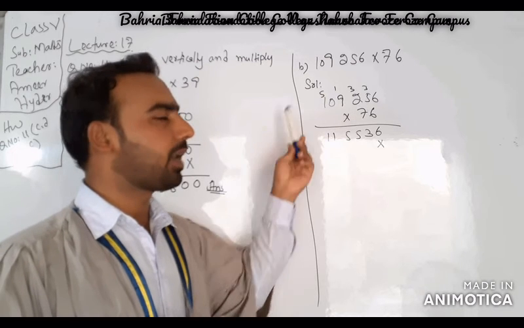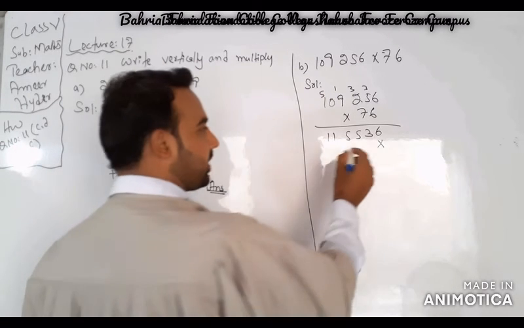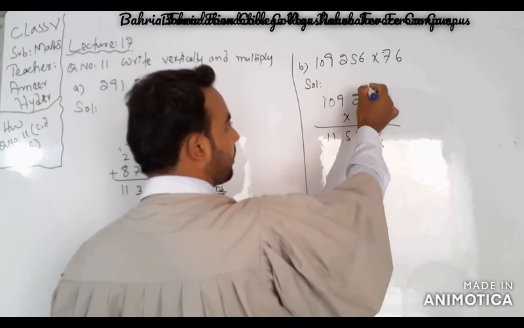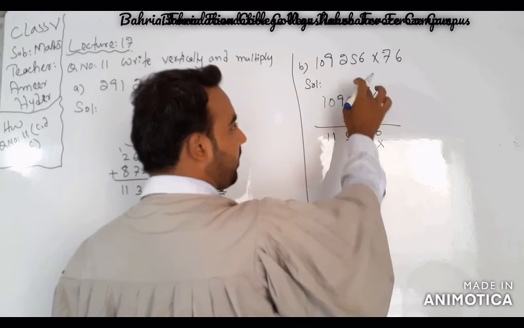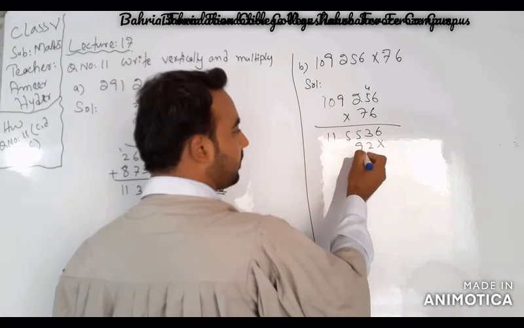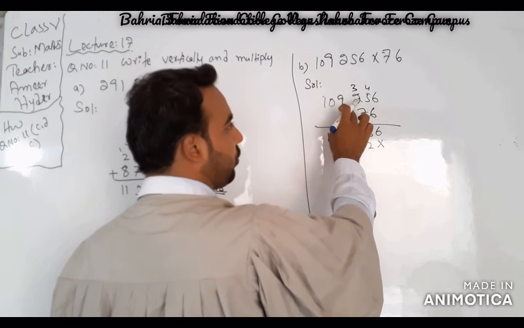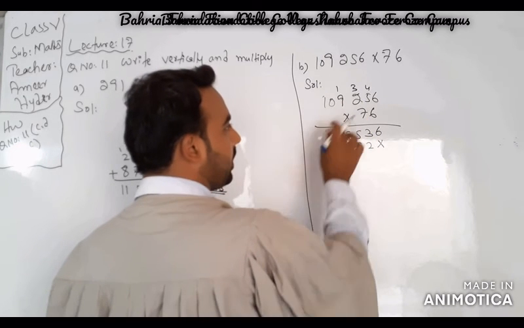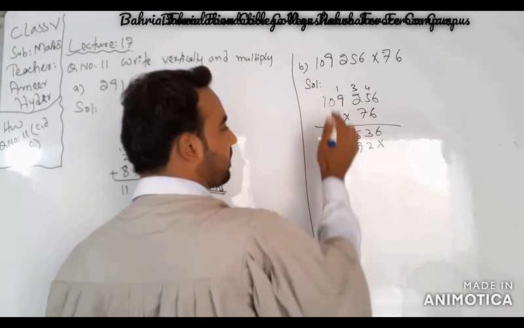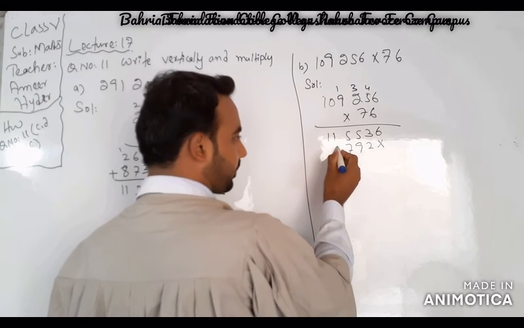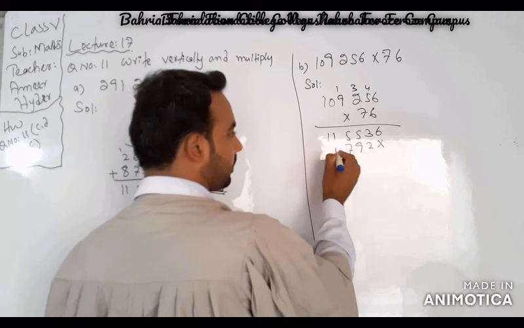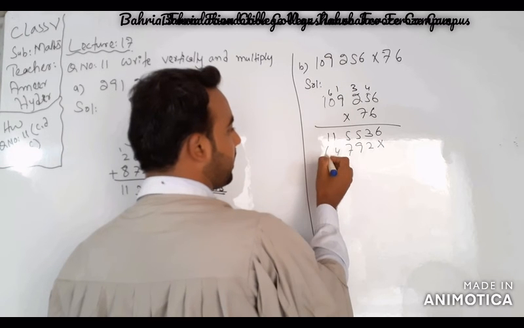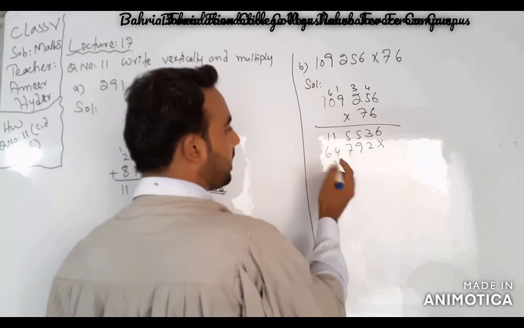Then you have to multiply 7 by 5 and so on. So 7 6s are 42, 2 here, 4 carry on, 7 5s are 35 plus 4 it will be 39, 7 2s are 14, 14 plus 3 is 17, 1 carry on, 7 9s are 63 plus 1 is 64, 4 here and 6 carry on, 7 zeros are 0 plus 6 it will be 6, 7 ones are 7.